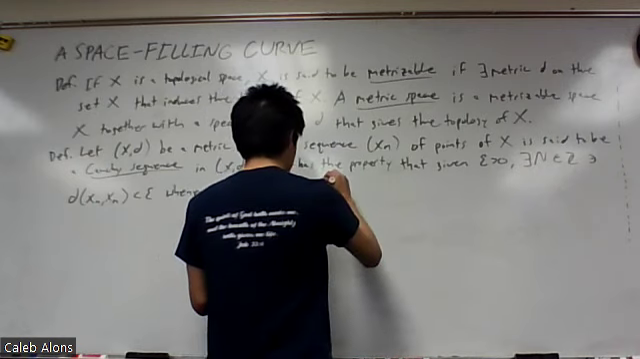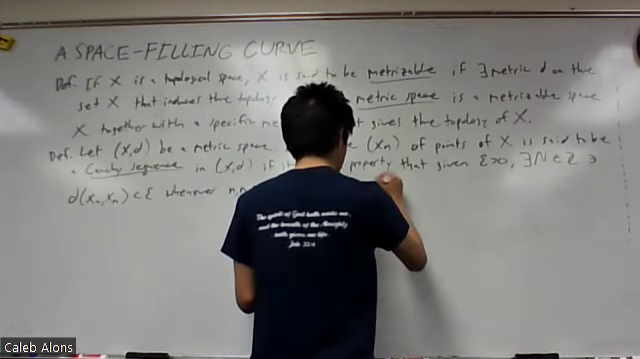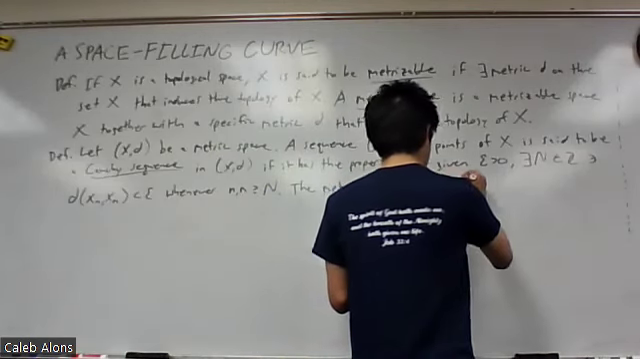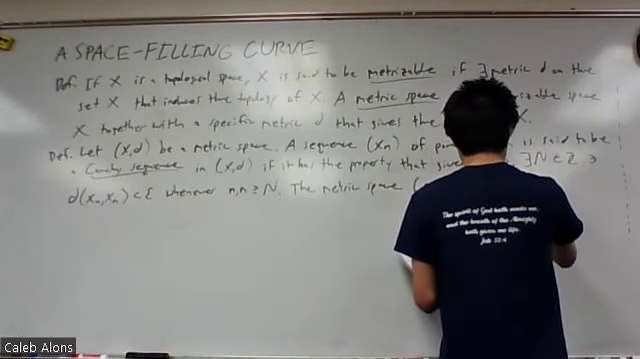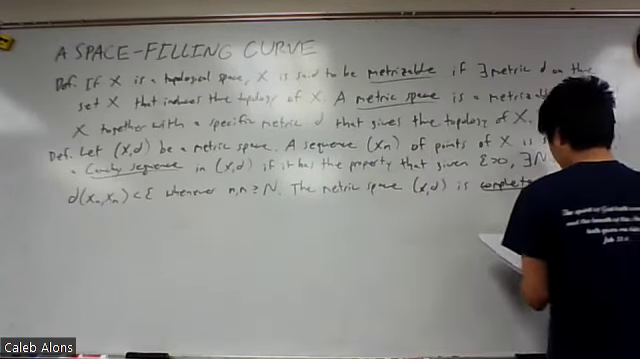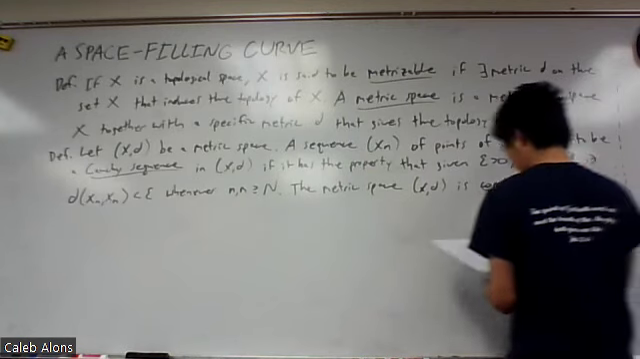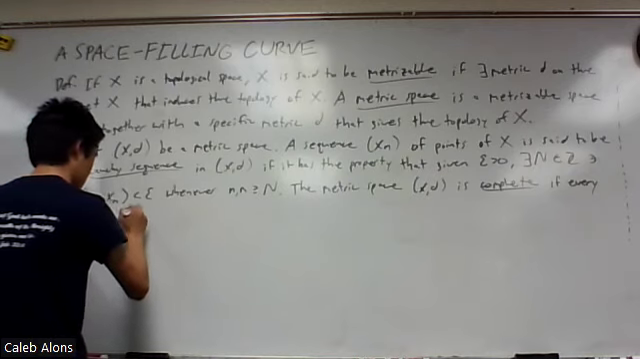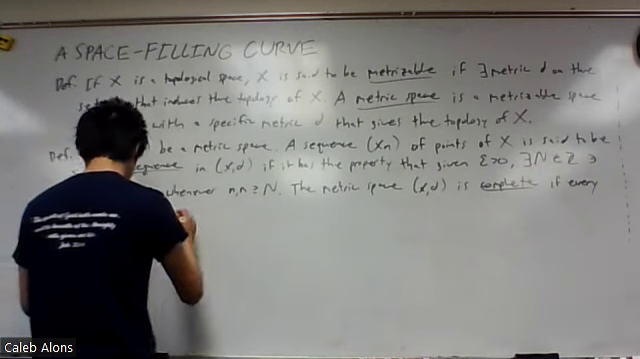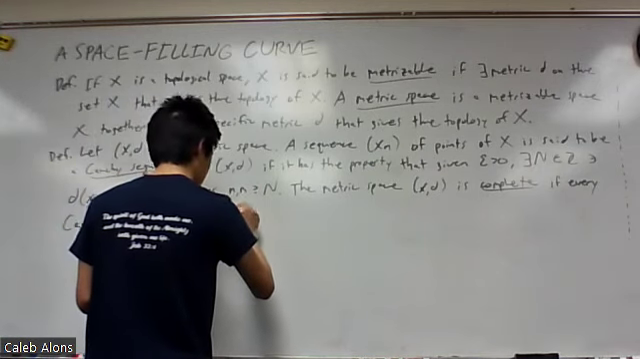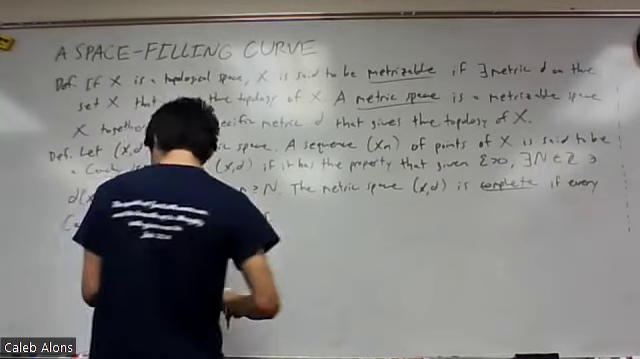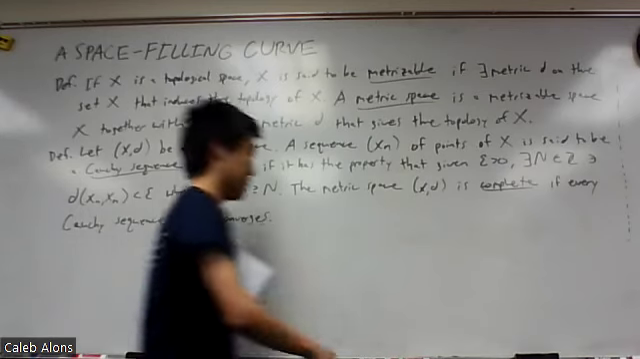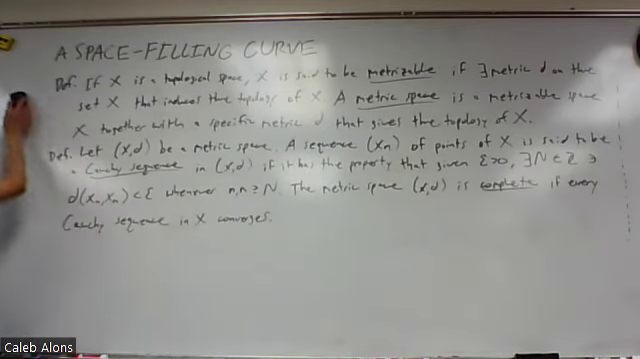So then we would say that the metric space is complete if every Cauchy sequence in X converges. There's just a brief lemma that we won't prove and then a brief theorem that we will prove.